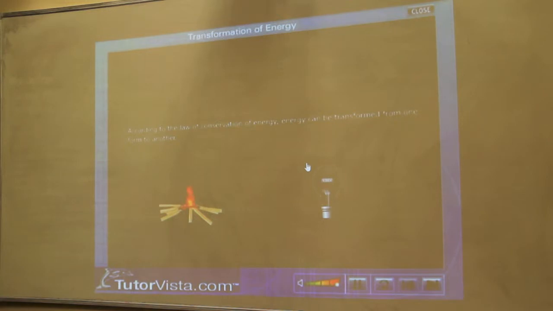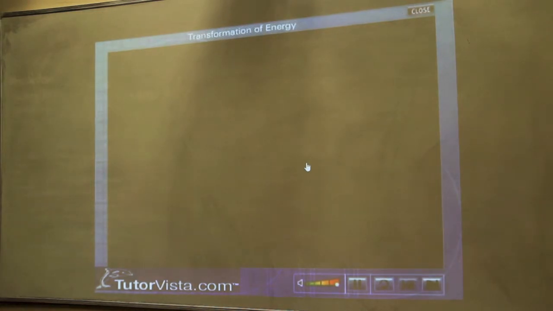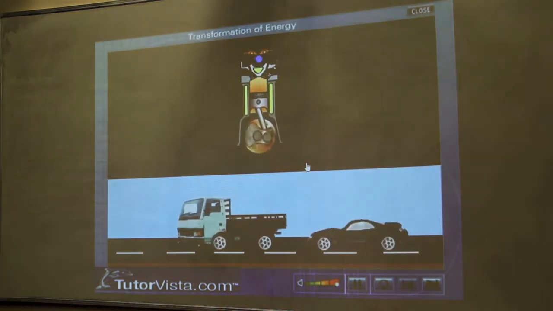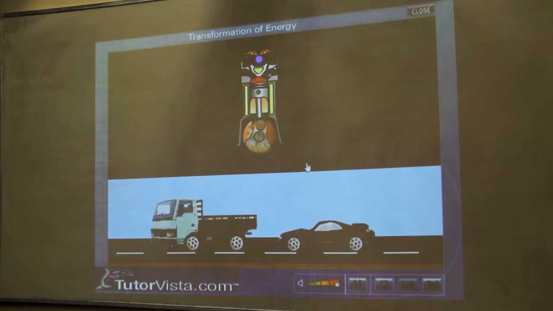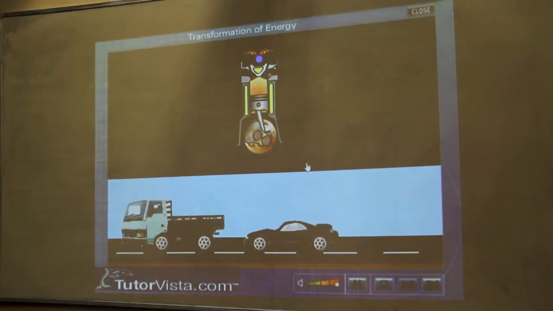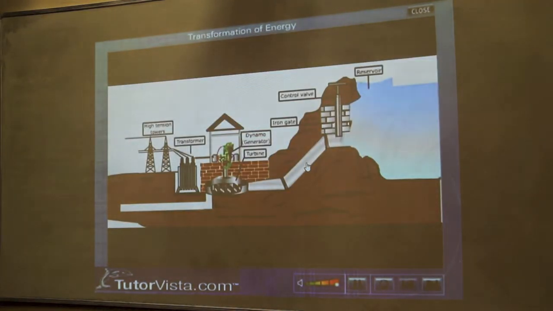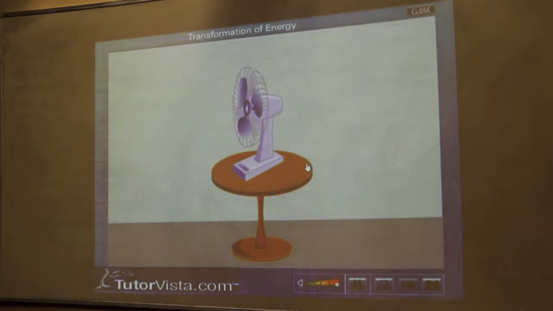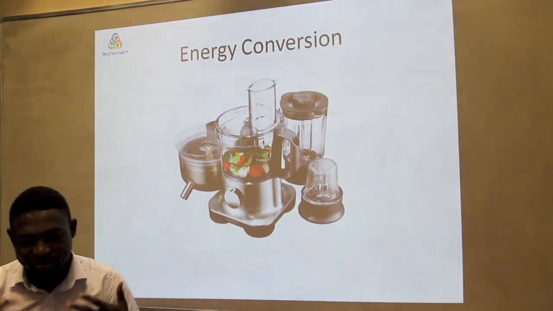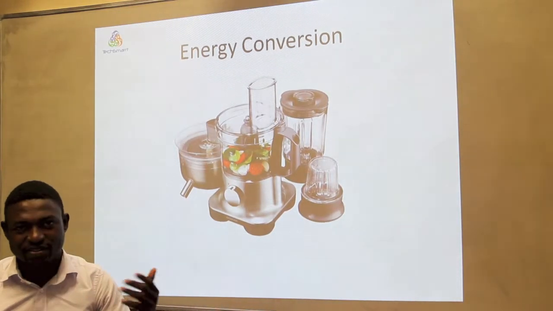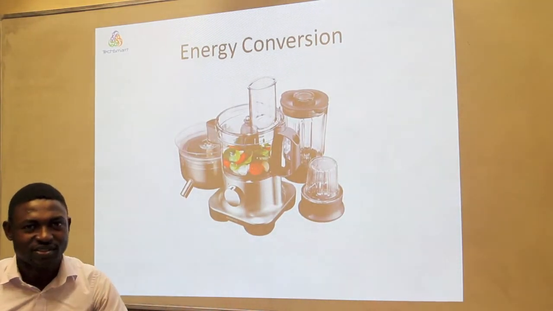According to the law of conservation of energy, energy can be transformed from one form to another. For example, in petrol and diesel engines, heat energy is converted into mechanical energy. In a generator, mechanical energy is converted to electrical energy. In an electric fan, electrical energy is converted into mechanical energy. This is how energy is being converted, even in our daily experiences in life.